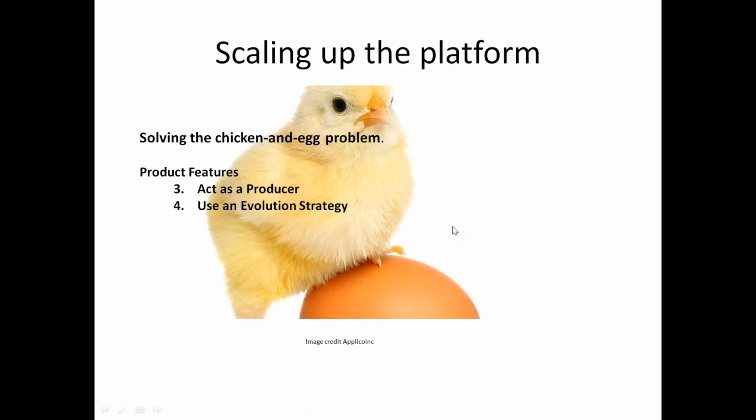Product features, of course, have a couple of ways of exhibiting their value: to act as a producer or to use an evolutionary strategy. Why bother getting two user groups at the same time when you can only focus on one?